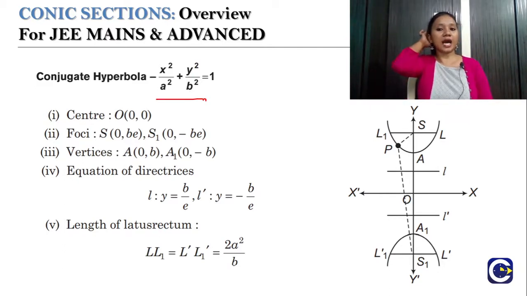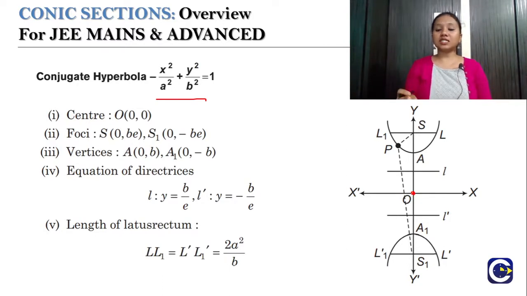Here the axes will be changing, so simultaneously the corresponding coordinates of the standard terms will also change. Let's have a look at the terms as well as their coordinates once again for this conjugate hyperbola. The first one is the origin, that is the center. The center is the origin having the coordinates 0, 0.